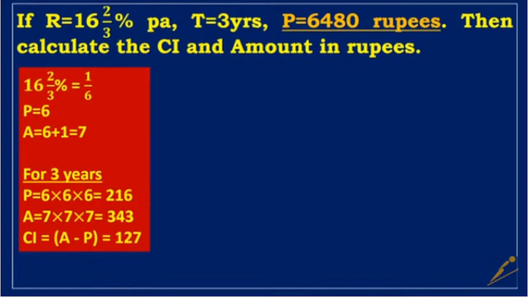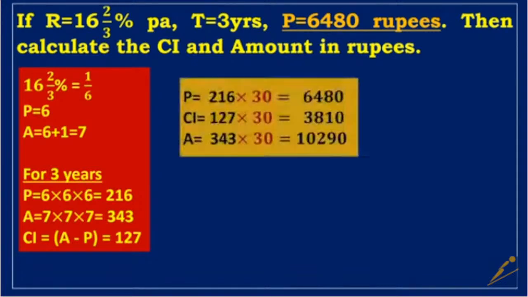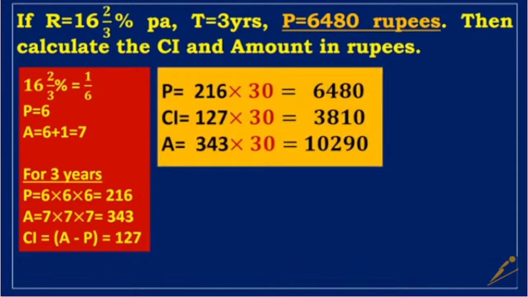The principal for 3 years is 6 cube, which equals 216. The amount for 3 years is 7 cube, or 343. The compound interest is calculated by subtracting principal from amount, which is 127. We must determine how many times the principal 216 equals 6,480. The answer is 30 times. When we multiply 30 by 127, we get the required compound interest, which is 3,810. Similarly, multiplying 30 by 343 gives us the required amount of 10,290.